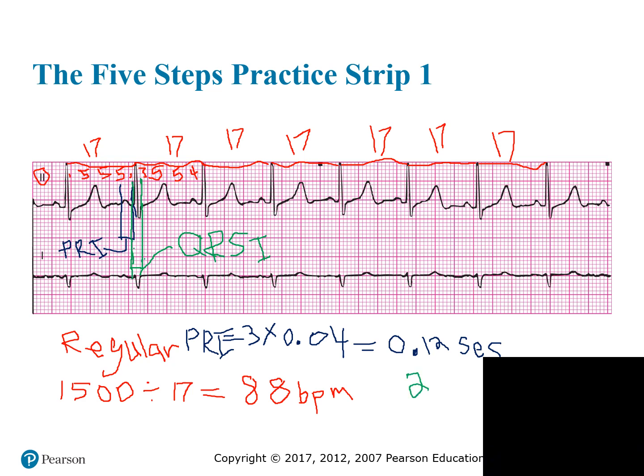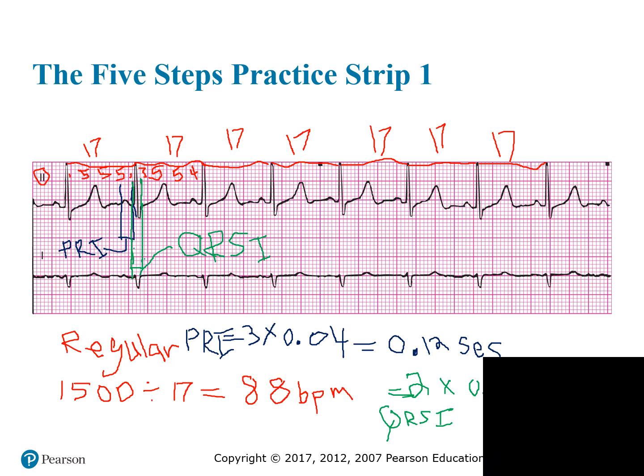So 2 times 0.04, and that equals 0.08 seconds. And this is our QRS interval.